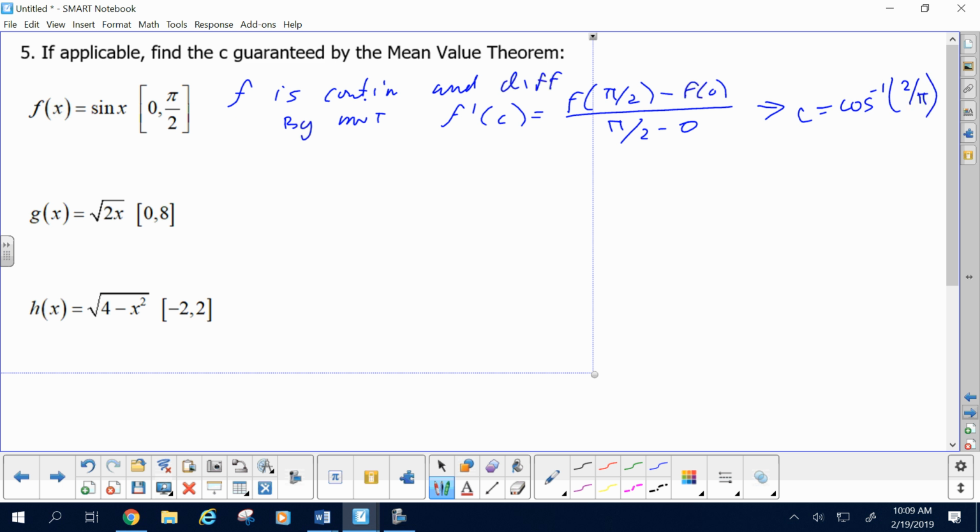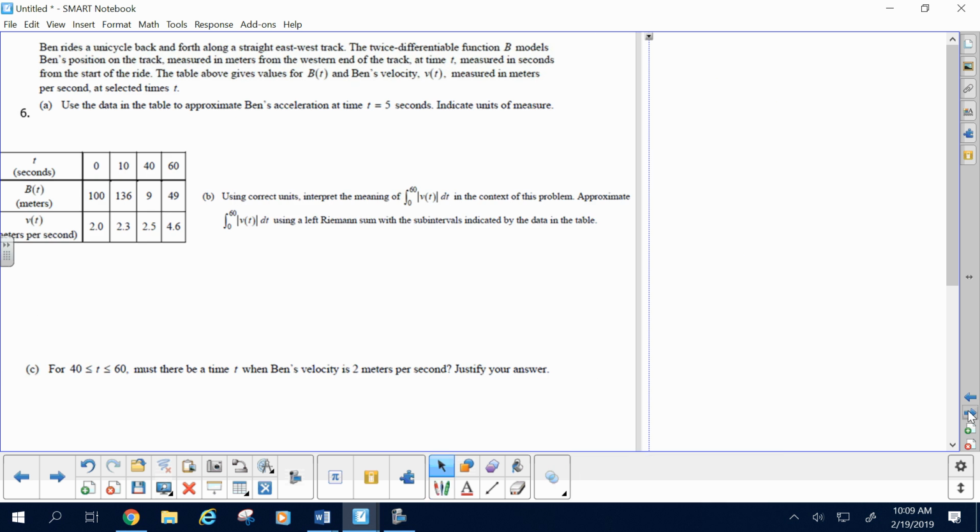For this guy, same deal, a lot of work, F prime at C, mean value theorem. For G, I got that C is 2. And for H, I have that C is 0. Okay? If you'd like to go back over those, we can go over those. Let me get you some answers here.